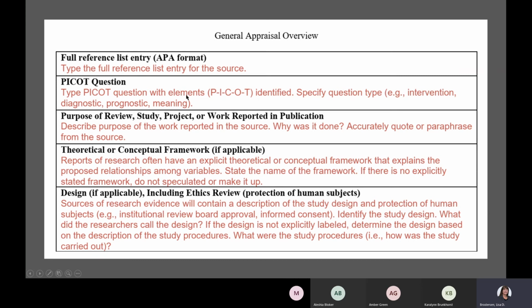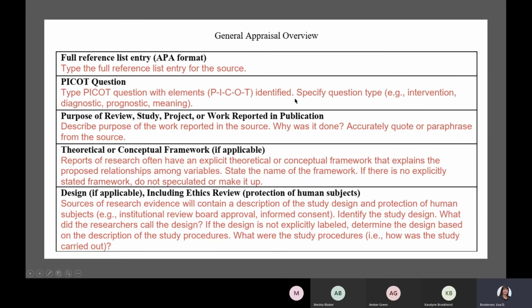Then in the second box, you're going to put the PICO question. Type your PICO question and then mark the elements in parentheses like it's shown in the textbook. Then specify the question type. Is it an intervention, diagnostic, prognostic, or meaning PICO question?